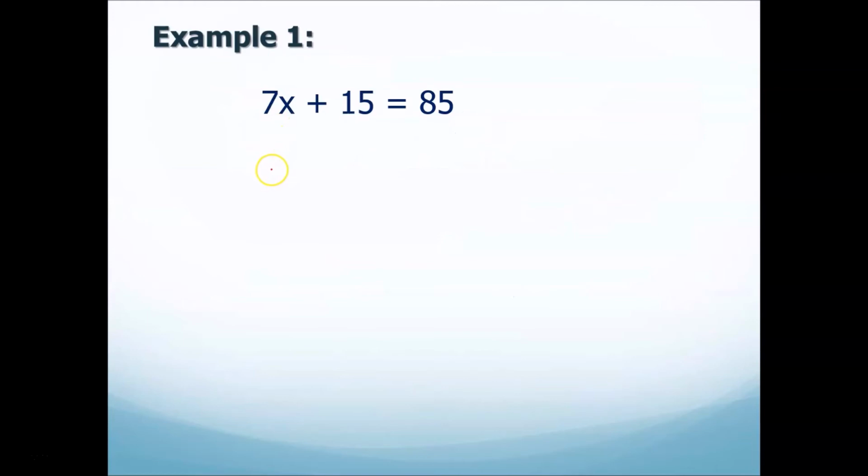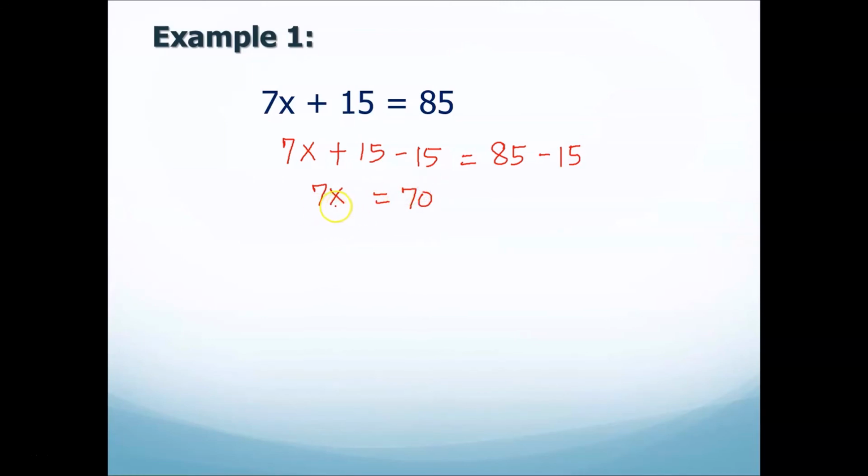7x plus 15 equals 85. So first, we have to identify the operation. So we have here an addition and a multiplication. So first, let's combine like terms. So 7x plus 15. Okay, we have to get rid of this 15. So we subtract 15 on the left side and we subtract 15 as well on the right side. So simplify, 7x equals 70.